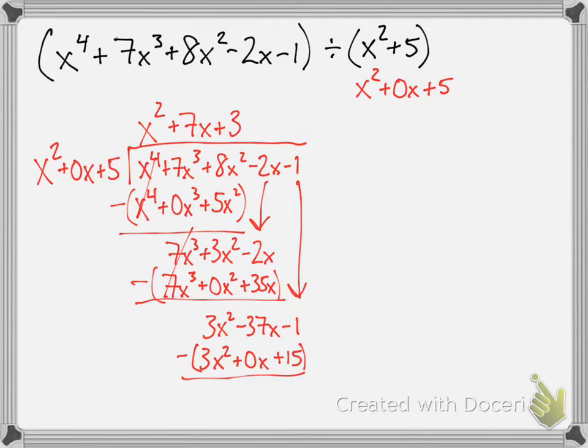Once again, we subtract. The 3x squareds will cancel. You'll have negative 37x once you subtract. When you subtract the constants, you'll have negative 16. There's nothing more to pull down, so your problem is finished.